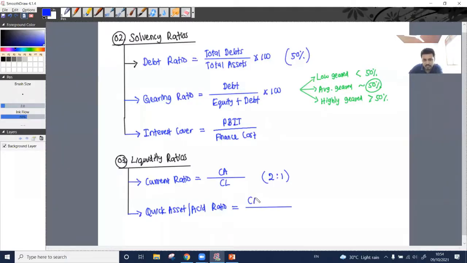From the current assets, we need to deduct inventories, right? And prepayments if there is any. Then divide this by current liabilities.